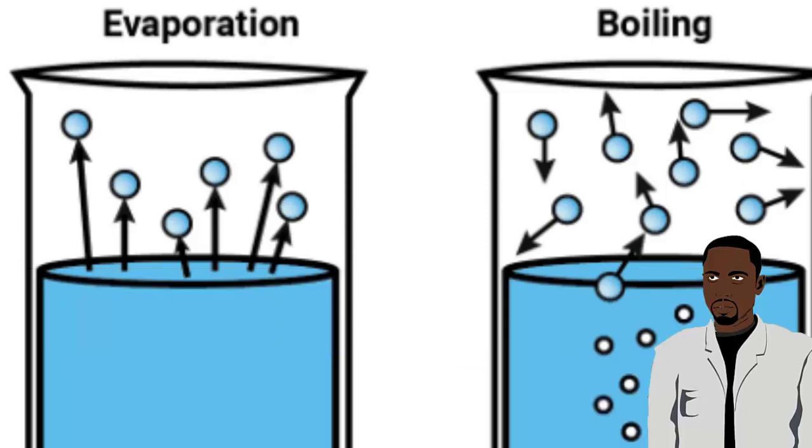Evaporation is a process where liquid turns into vapor below its boiling point. Evaporation takes place at all temperatures. Wind assists evaporation. On the other hand, boiling is a change of liquid to vapor at the boiling point. It occurs throughout the entire volume of the liquid. Wind has no effect on boiling.